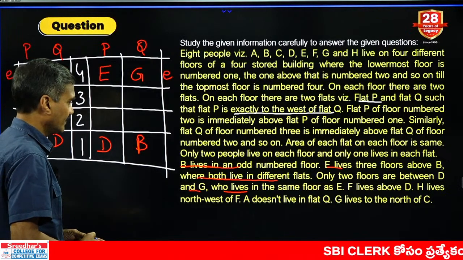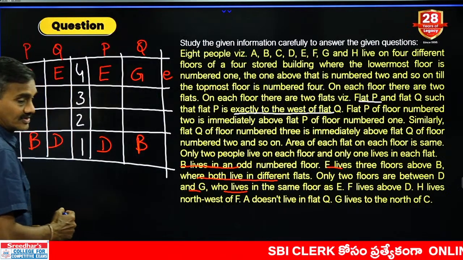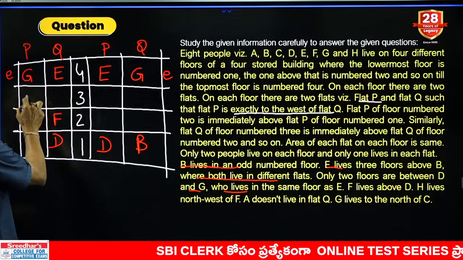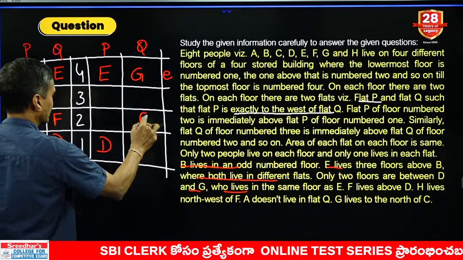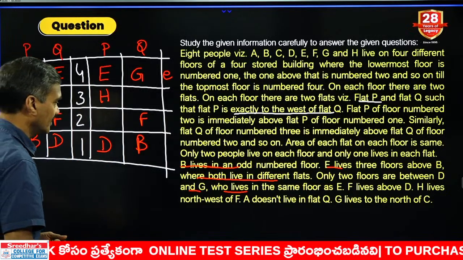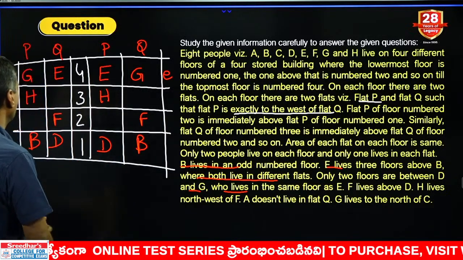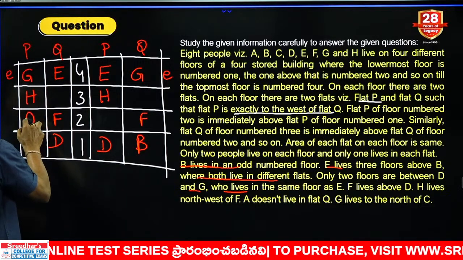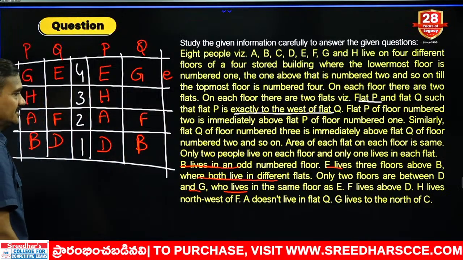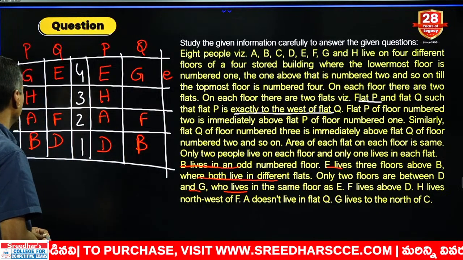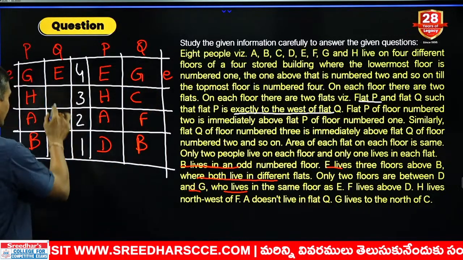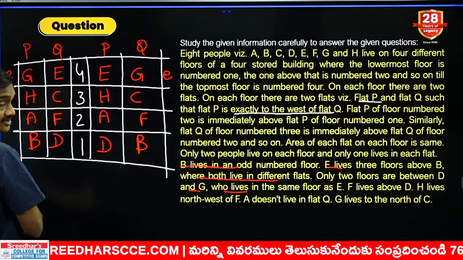F lives above D. H lives northwest of F. H is to the northwest of F and F is here. North and west, northwest. Now here F is here. Northwest and H is here. H is to the northwest of F. A does not live in flat Q. A cannot be in flat Q. A is here. Now here A cannot be in flat Q. A is here. And G lives to the north of C. G is to the north of C. Here if C is here, G is to the north of C. Here if C is here, G is to the northwest of C.